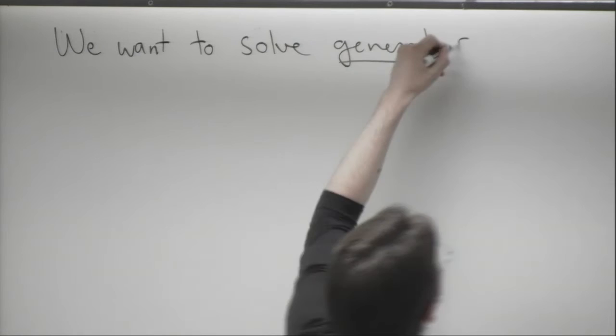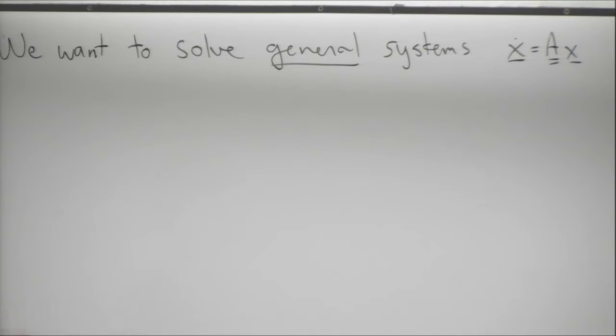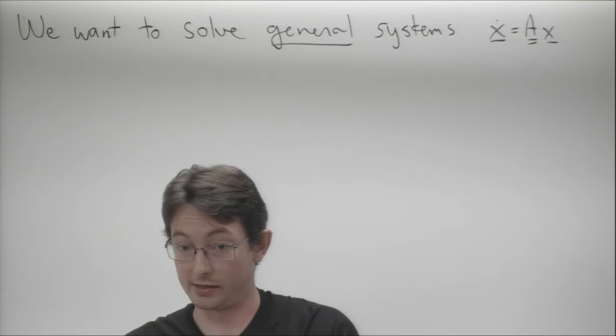X dot equals A times X, or Y dot equals A times Y. It doesn't matter what I call this variable. So we want to be able to solve general systems of equations X dot equals A times X. One reason we'd want to be able to solve them is because I can write any high order linear equation as a matrix system. Another reason is that there's a whole bunch more types of systems that I can model this way.